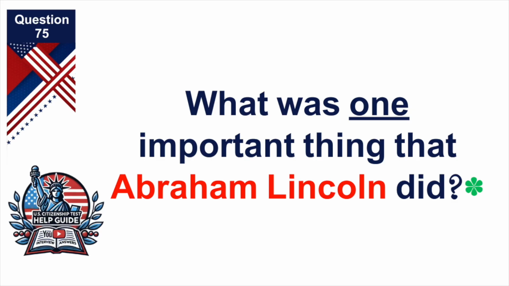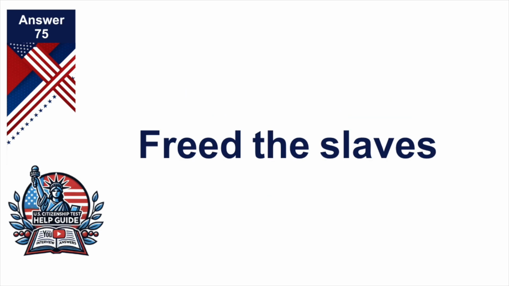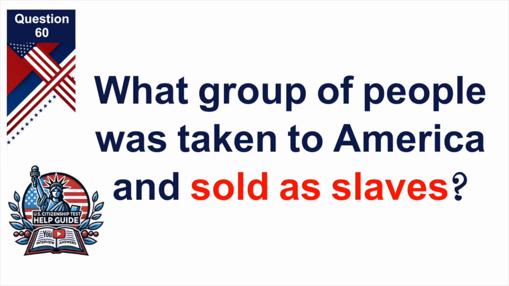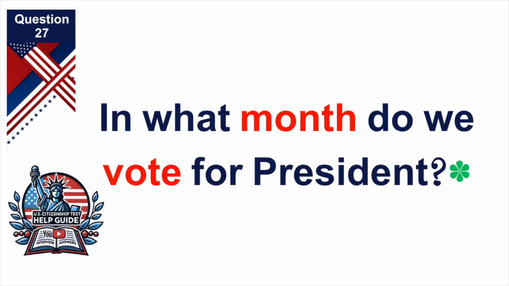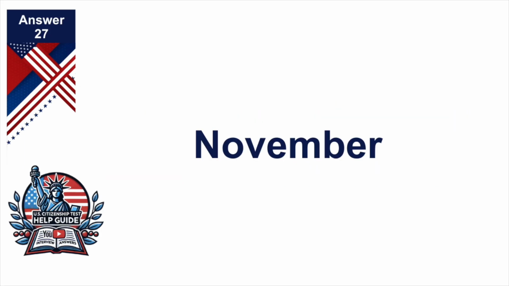What was one important thing that Abraham Lincoln did? Freed the slaves. What group of people was taken to America and sold as slaves? Africans. In what month do we vote for president? November.